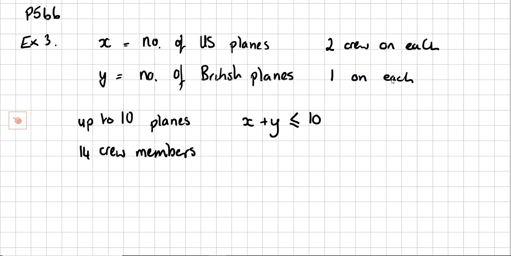Okay, so we've got that piece of information. So 14 crew members, we've got 2 on each US plane, we've got 1 on each UK plane. That must be less than or equal to 14. Yeah? I think you need 2 on US and only 1 on British. It says it in there.